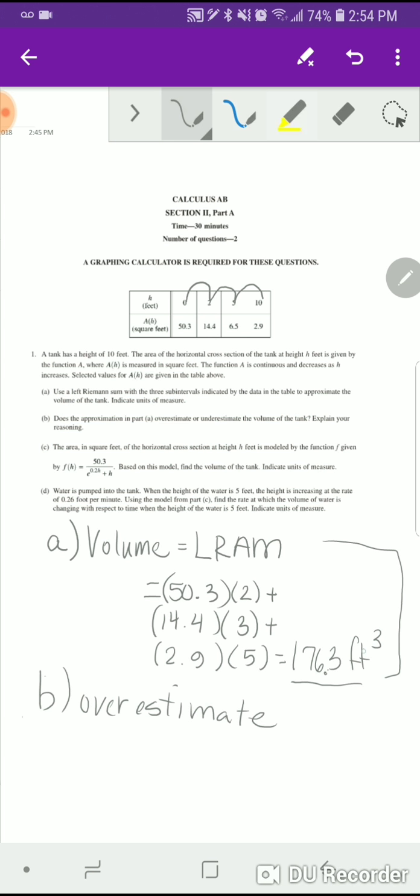Because LRAM with a decreasing function, or in this case, A of H. Full credit, that's 1. Now I've earned 3 out of the 9 points available for this question.